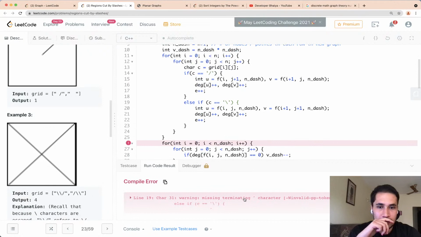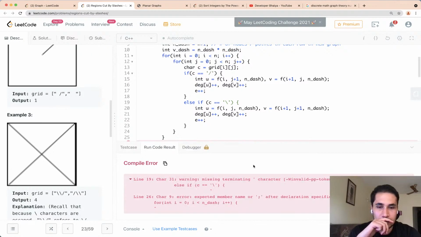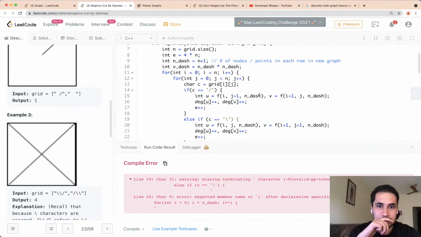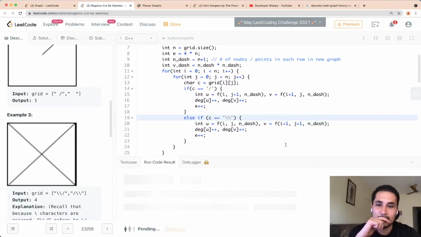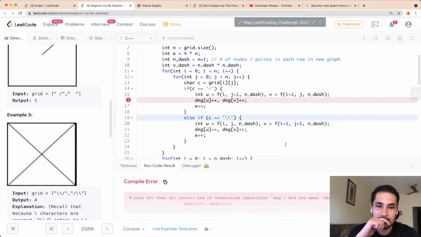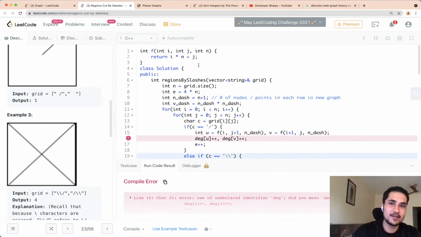Okay, so what is the error? Missing character in this one. Ah, okay, so this has to be escaped. So what is degree? Let's see.